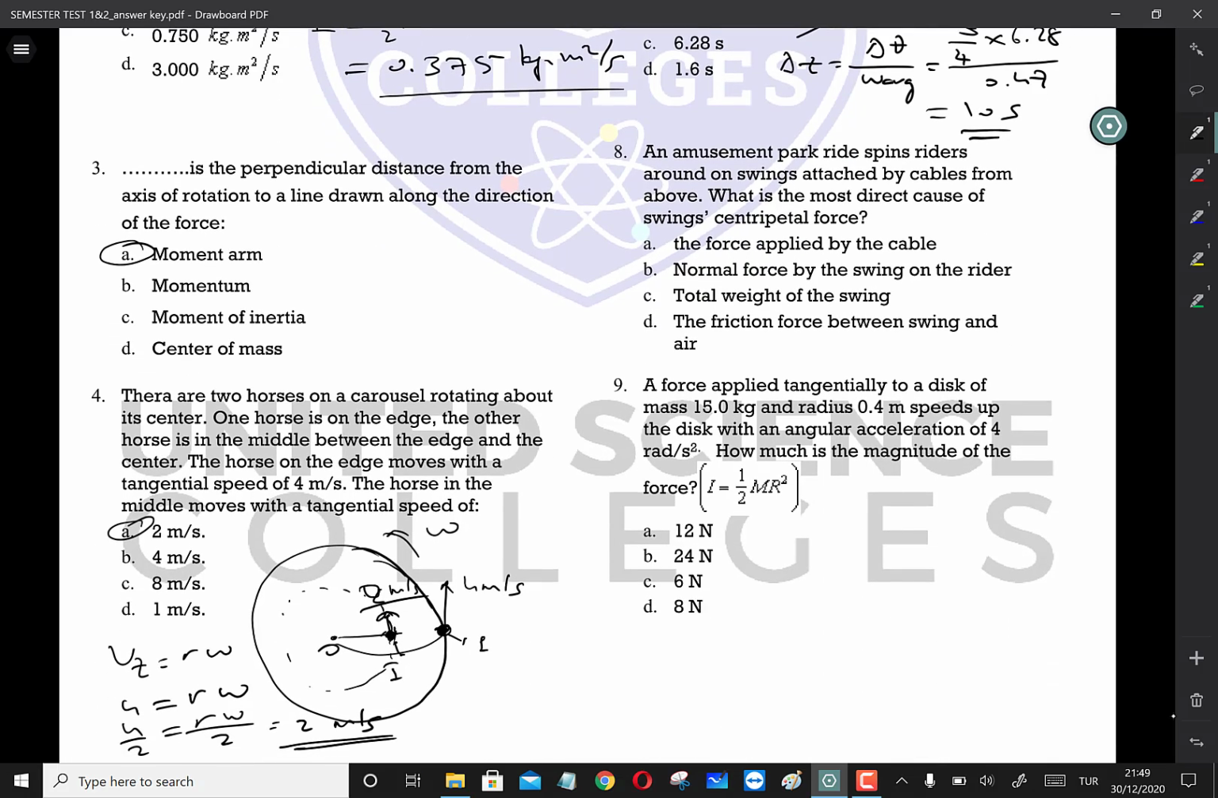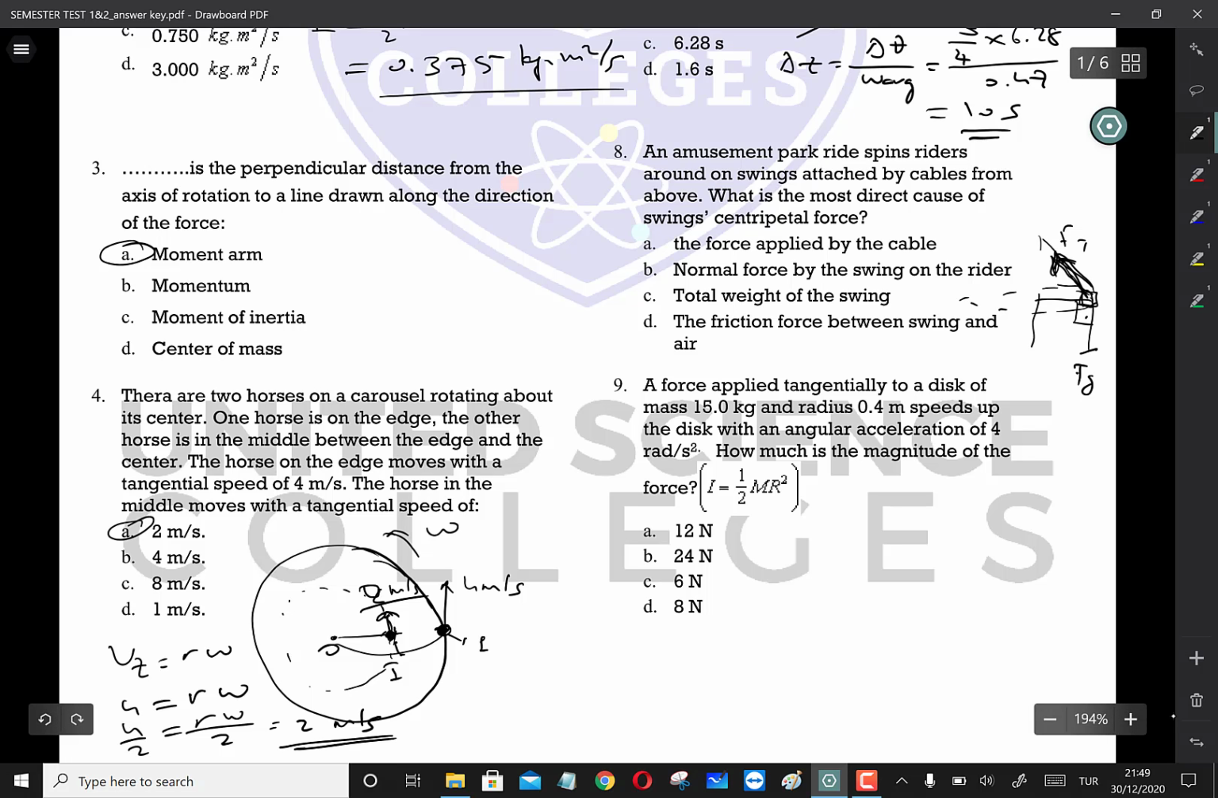An amusement park ride spins riders around in a swing attached by cables from above. What is the most direct cause of the swing's centripetal force? There are two forces acting on a swing when it is moving on a circular path. One force is the gravitational force. The second one is the tension force by the cable, Ft. And the swing is spinning on a horizontal circle.